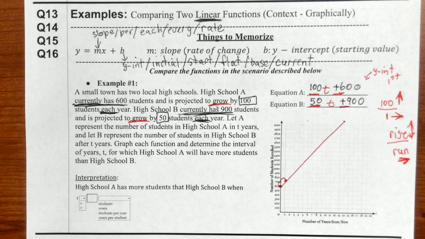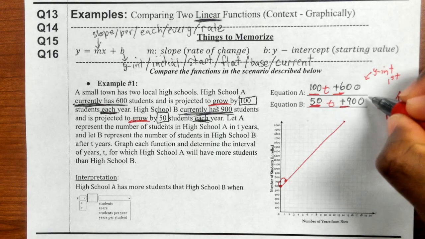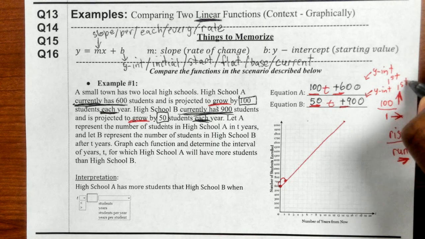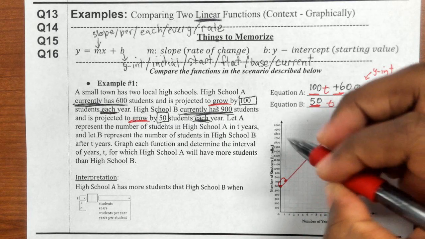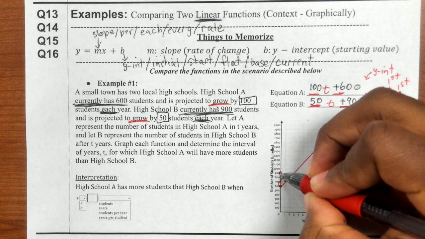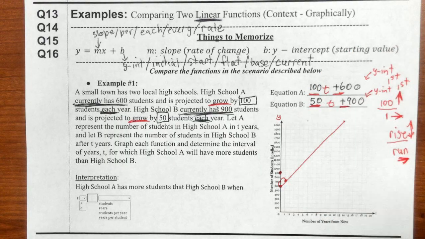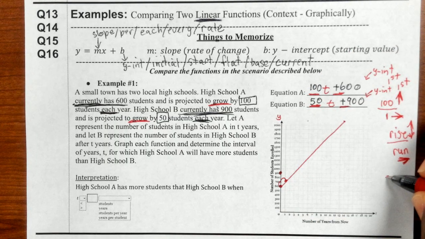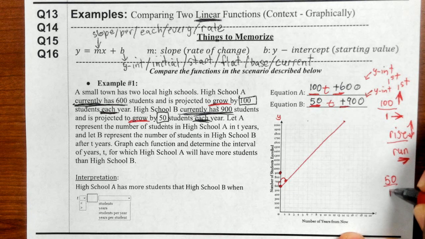Now I'm going to graph my next line. Again, you always graph your y-intercept first. So we're going to graph our positive 900 on the y-axis. Then the slope is up 50, because this is 50 over 1. That means it's going up 50 and right once.